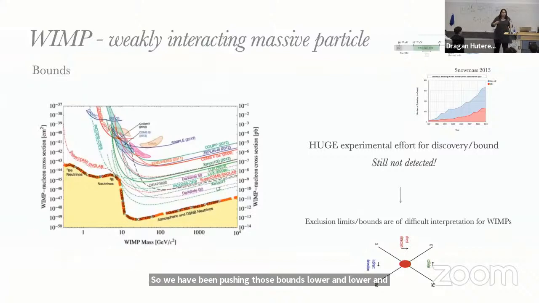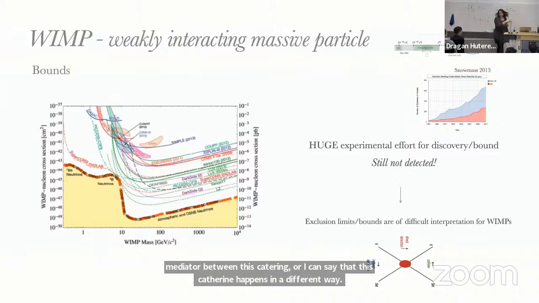But also don't think, okay, there are no WIMPs, we're spending too much money on that. It's very hard to make those exclusion limits or bounds. They're very hard to interpret, right? So let's take this simple scattering here. You can say that this is scattering in this way, or you can say that there is a mediator in the scattering, or you can say that this scattering happens in a different way. And then those bounds shift.